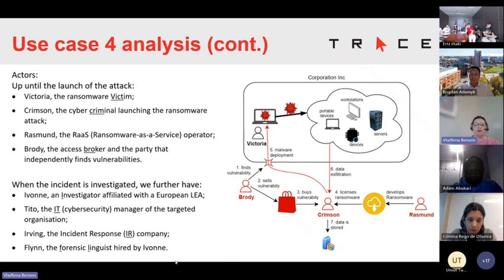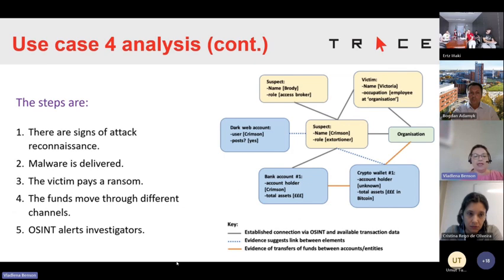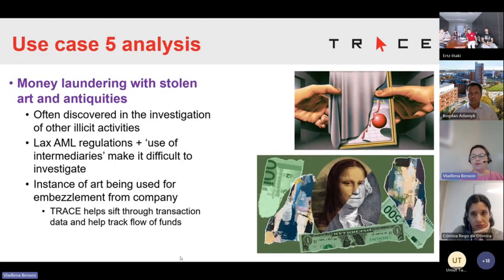is extremely important. So our use case for analysis, the steps are: there are signs of attack reconnaissance, malware is delivered, the victim pays the ransom, if they do, and the funds move through different channels. Obviously, the victim has an option not to pay the ransom and reconstruct or remediate the incident themselves. But in order for the crime to be reported and investigated, ideally, we need to look at the funds movement throughout. OSINT alerts our investigators, and all of this is again supported by the techniques which are implemented within the knowledge graph of the Trace.